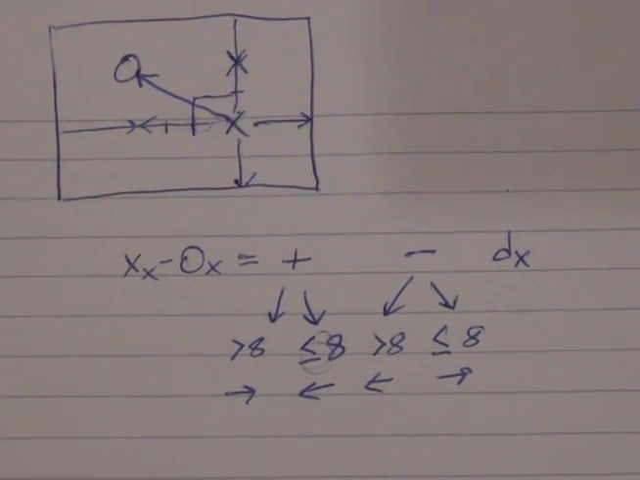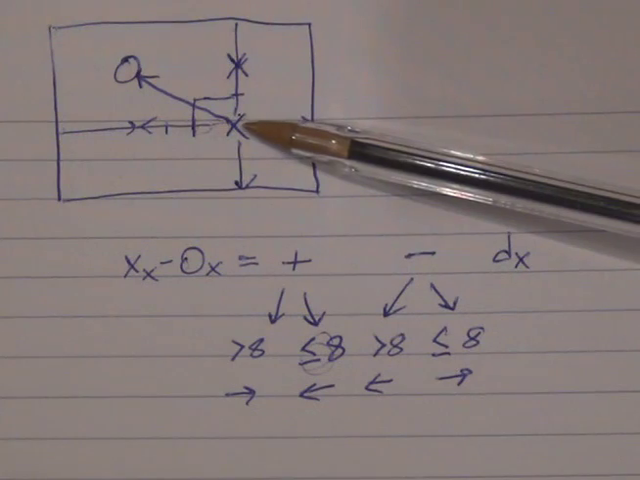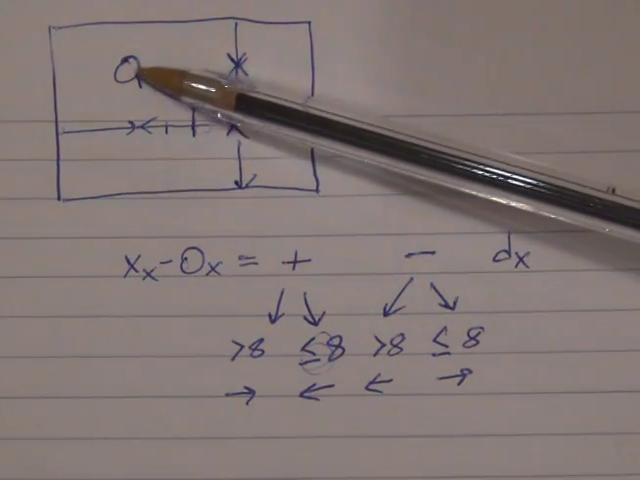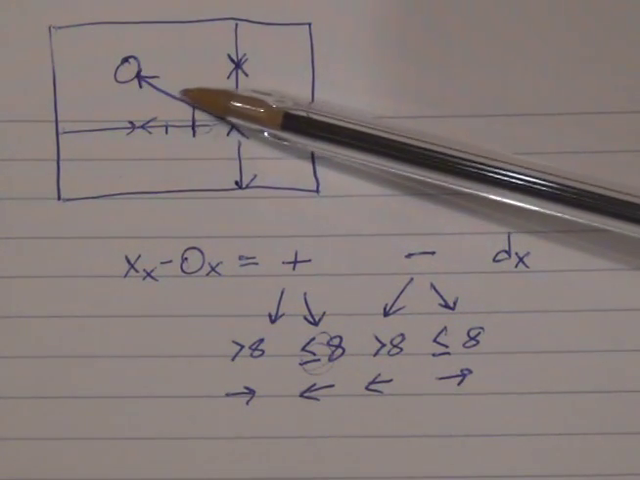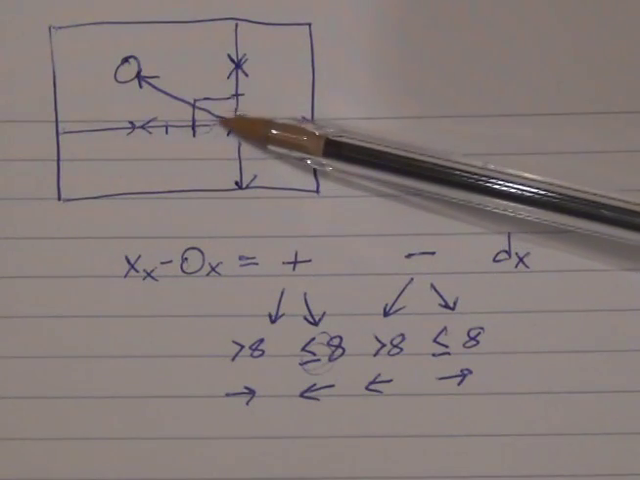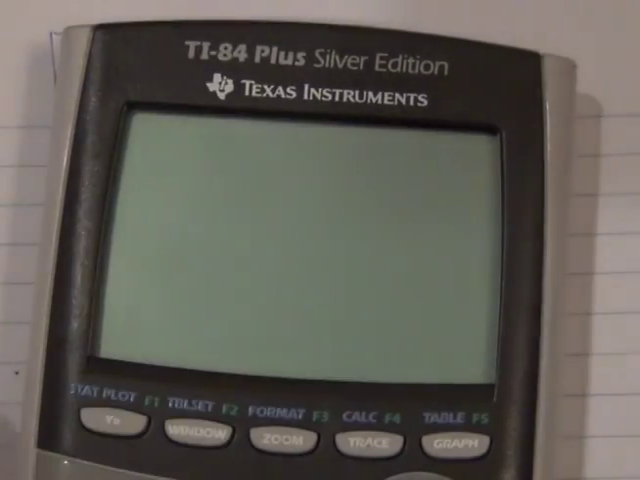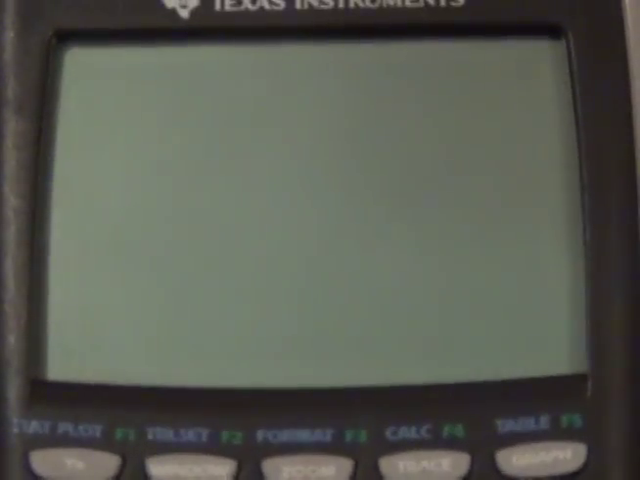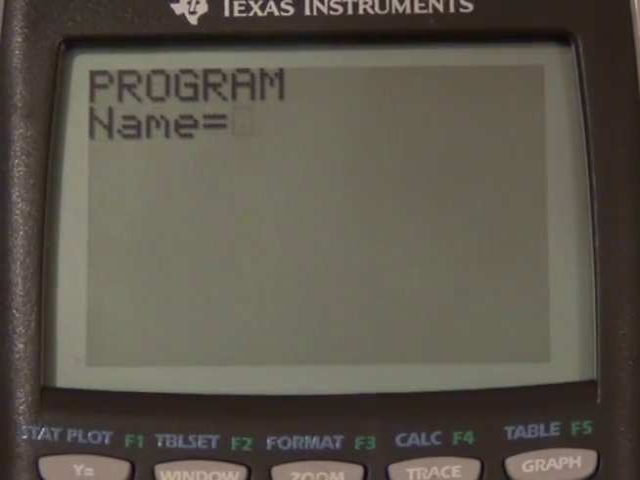So the point is, I want to take the route that would make the most sense, the route that looks most like real life. So let's go ahead and program this, and I'm going to call this tag.